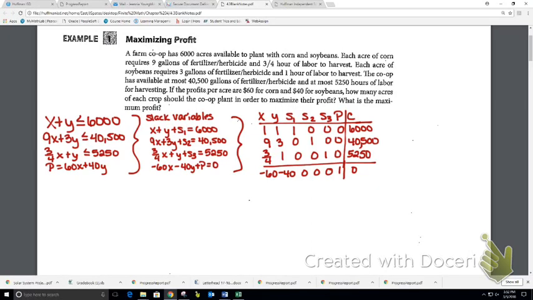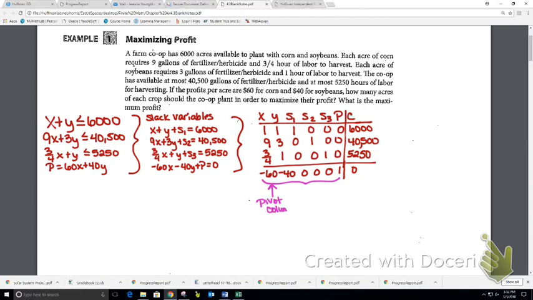Right, so here on example 1 is the question that we started in class today, and I'm just going to kind of go back over it. So I went ahead and wrote out my inequalities, and then I included my slack variables, and I set it up into the simplex table. So then remember, we have to look in the bottom row, and we're going to find our biggest negative number. That is the negative 60, which means this is going to be my pivot column.